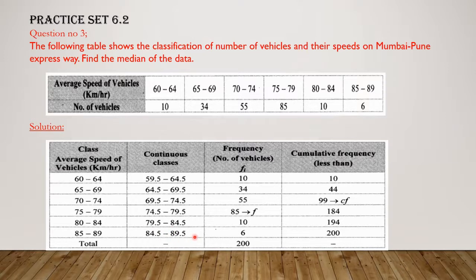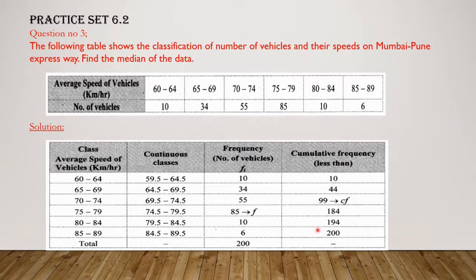Corresponding frequencies: 10, 34, 55, 85, 10 and 6, and the sum of the frequencies is equal to 200. And the fourth column, cumulative frequency: the first number is 10, 10 plus 34 is 44, plus 55 is 99, plus 85 is 184, plus 10 is 194, plus 6 is 200.